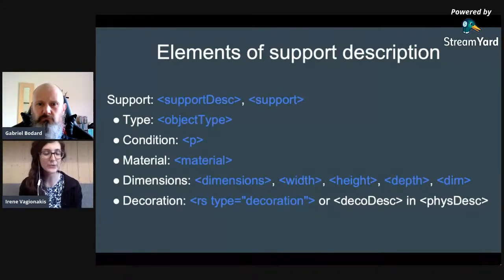But if the part describing the decoration is longer and should appear separately from the support description, instead of the rs element inside the support description, the decoDesc element could be used. And in this case, it goes inside the physDesc, the physical description element, inside which the supportDesc is, so the decoDesc goes outside the support description part. And I think that's all about the support description.